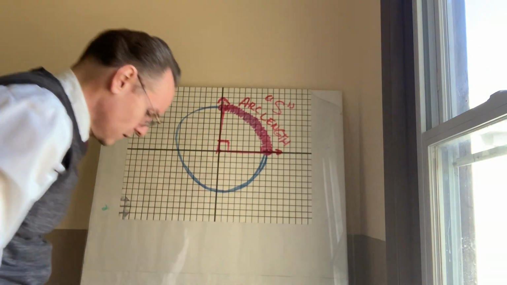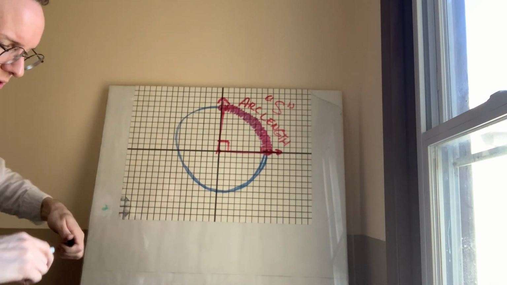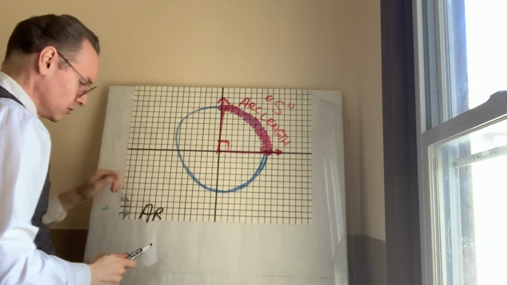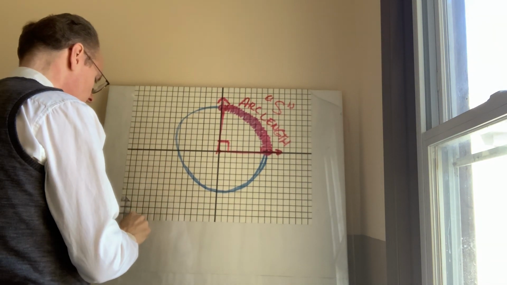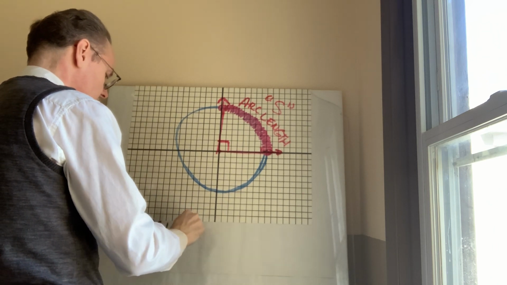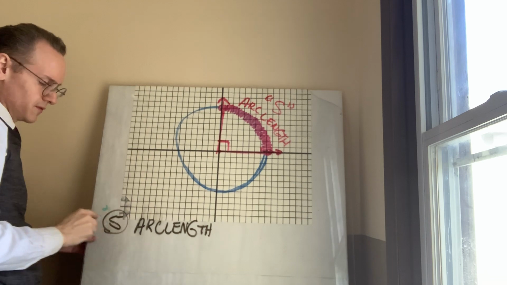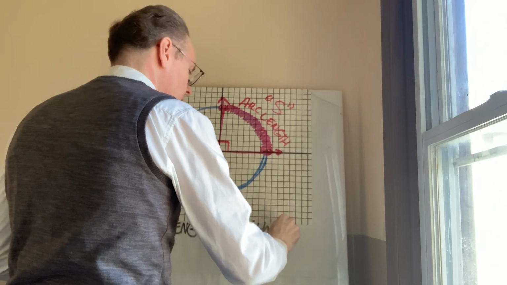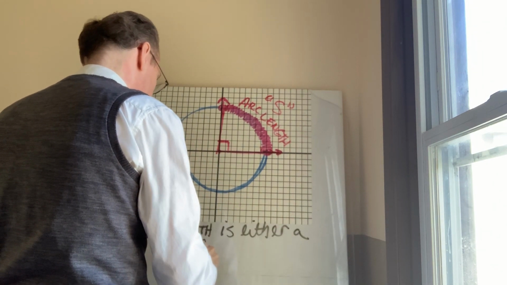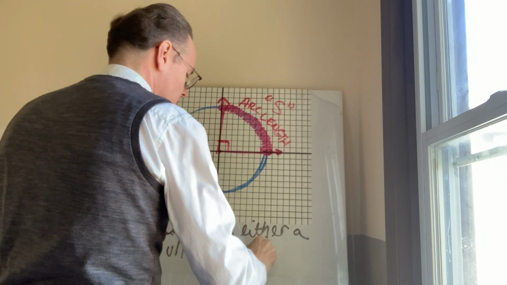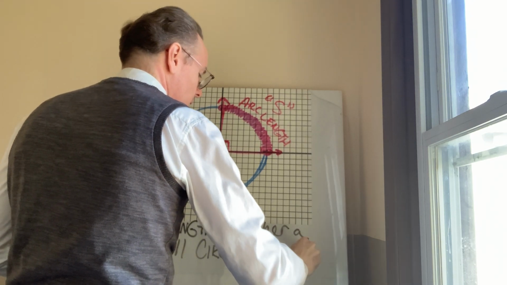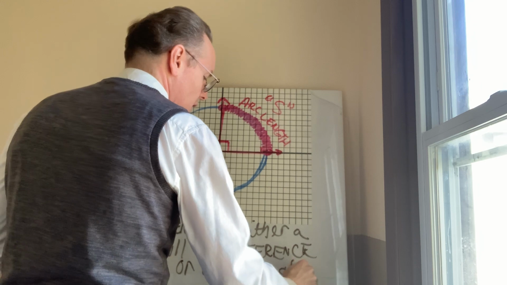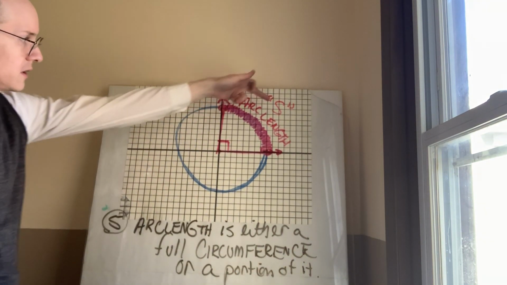There's a formula which I'll mention again later. If you wanted to calculate an arc length that's visible on top of the coordinate grid, an arc length, this would be a piece of terminology 5, is either a full circumference of a circle or just a portion of it. And again, it's abbreviated by the letter S.